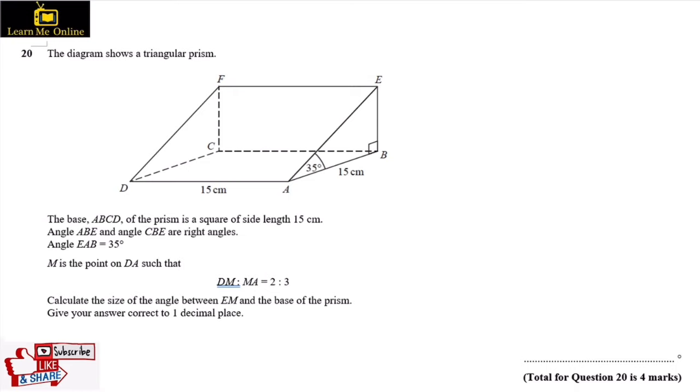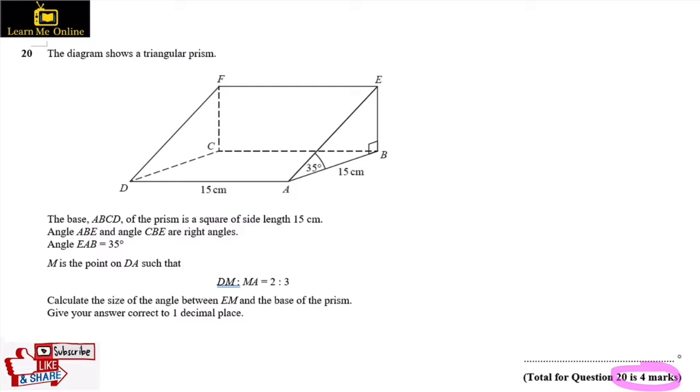So here we have got the next question now, and the question is for 4 marks, and let's have a go at this question now. This says that the diagram shows a triangular prism. We can see that the side is making a triangle shape. The base ABCD of the prism is a square, each side with a length of 15 centimeters.